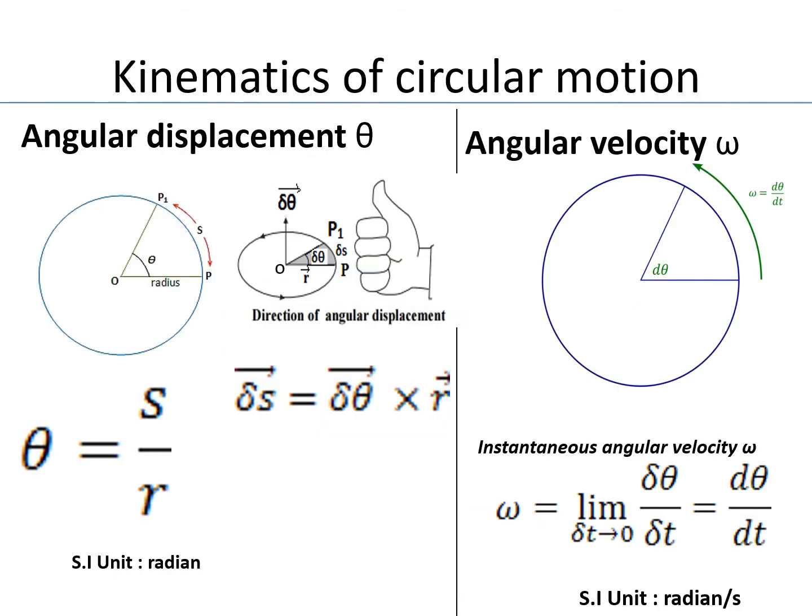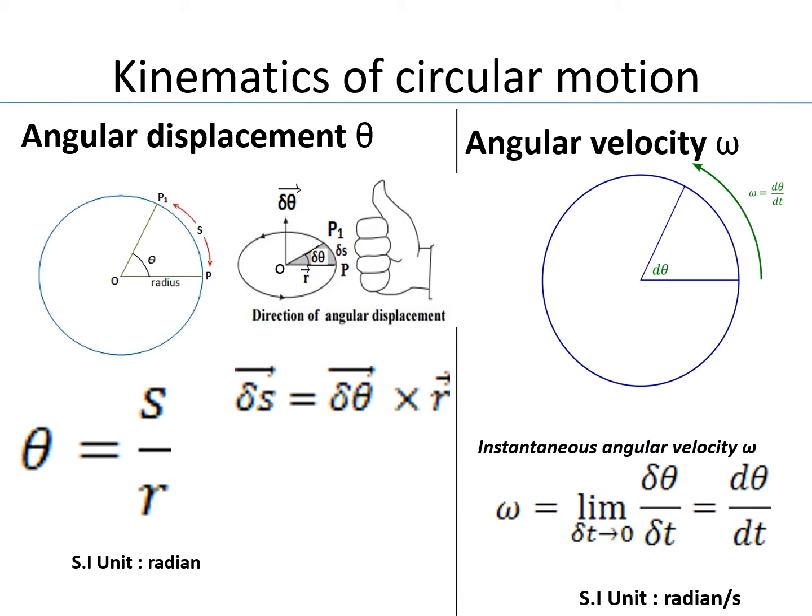Now we will study the kinematics of circular motion. When we talk about kinematics, one thing that has to be remembered, that we are not going to take into consideration the causes of circular motion, nor we are going to take into consideration the properties of the moving body like the mass of the body. So let us learn the first kinematic, angular displacement denoted by theta.